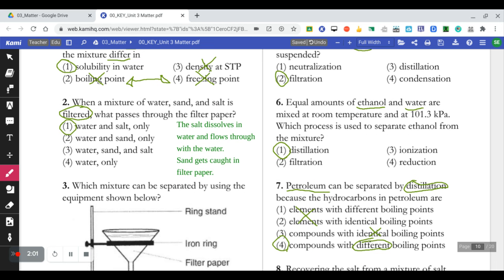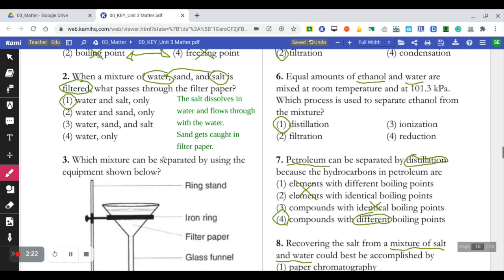2. When a mixture of water, sand, and salt is filtered, what passes through the filter paper? So this one might be a little bit tricky because you might forget about the salt. But if I have water and salt together, we know that they dissolve. So my water and my salt form a solution. The sand does not dissolve, therefore it will be trapped on the filter paper. So the water and salt only will go through.